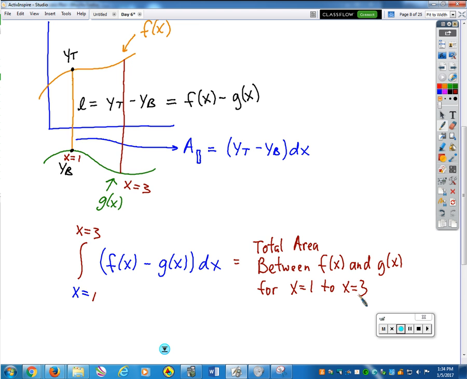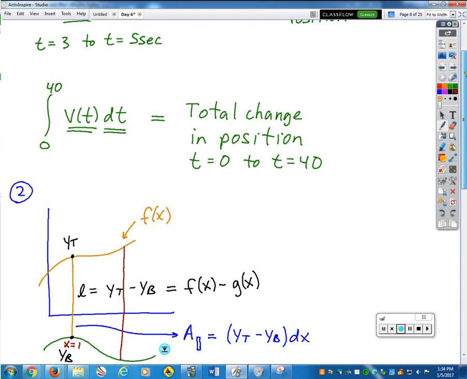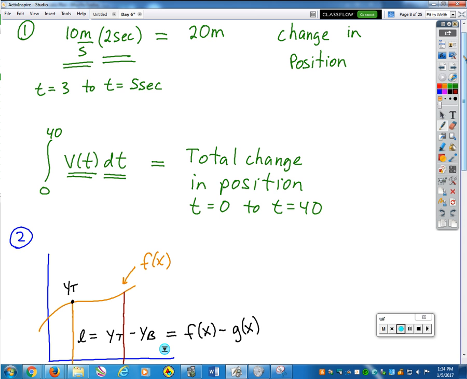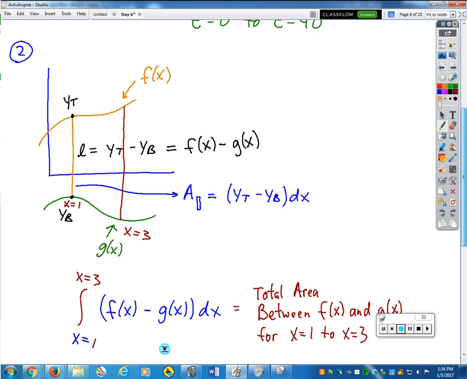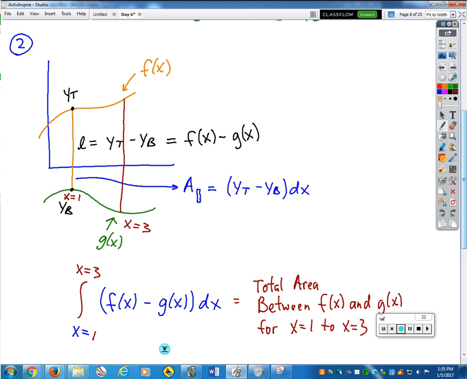Okay, so we've got two things so far that we're using integration for. We're using integration to find change in position. So when we integrate velocity and time, we get change in position. When we integrate basically length and width, we get area.